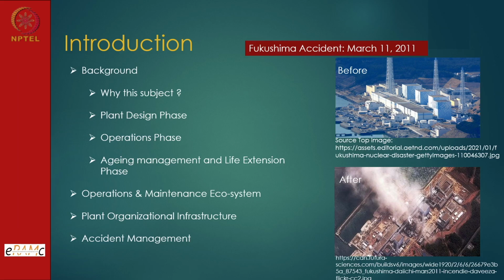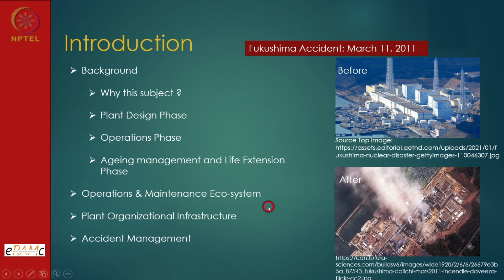But then after that, the last phase, the aging phase, comes, and then it is required to shut down the plant on a temporary basis, and finally implement a complete strategy, aging management, and then bring the plant back to normal operation. And then the operation and maintenance ecosystem has its own characteristics, which we will see as and when we discuss the models and methods. And then the plant organizational infrastructure.